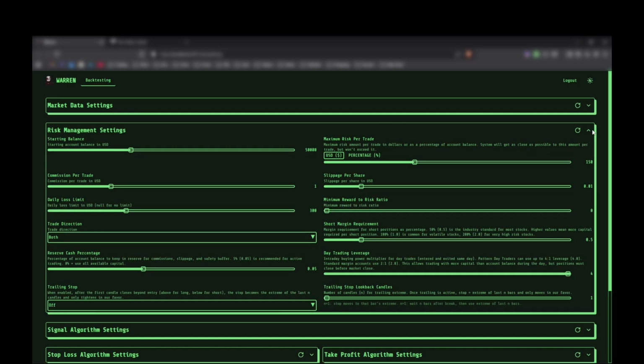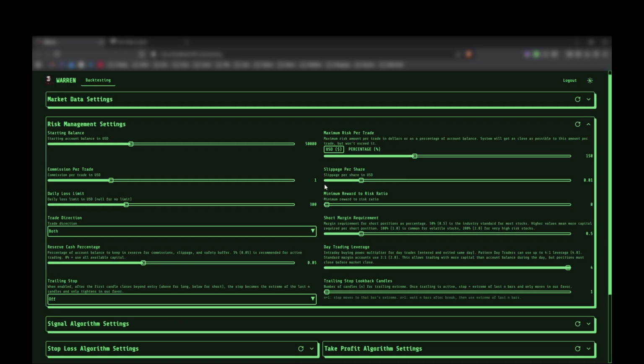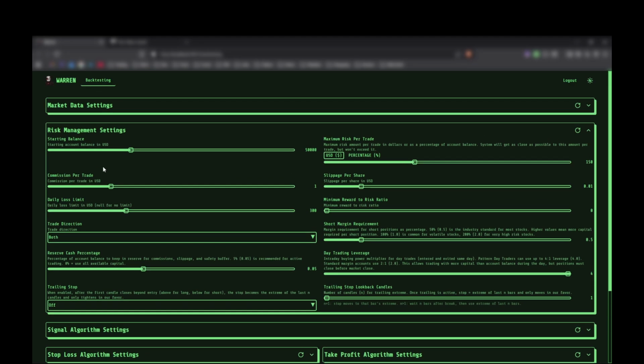So we'll uncollapse risk management settings now, and we'll go through that a little bit. Risk management allows you to decide what your simulated account is going to start with. We start with $50,000, which is what a lot of prop firms do. Maximum risk per trade is exactly what it says it is. So the system will not take a trade that risks more than 150. Slippage not included.